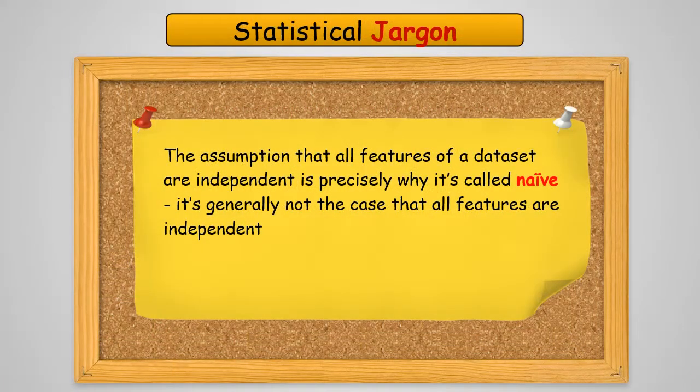So, the assumption that all features of a data set are independent is precisely why it's called naive, because it's generally not the case from experience that all features are independent.